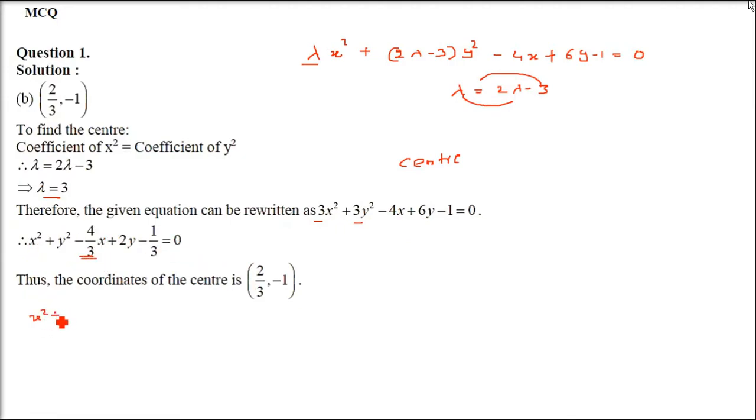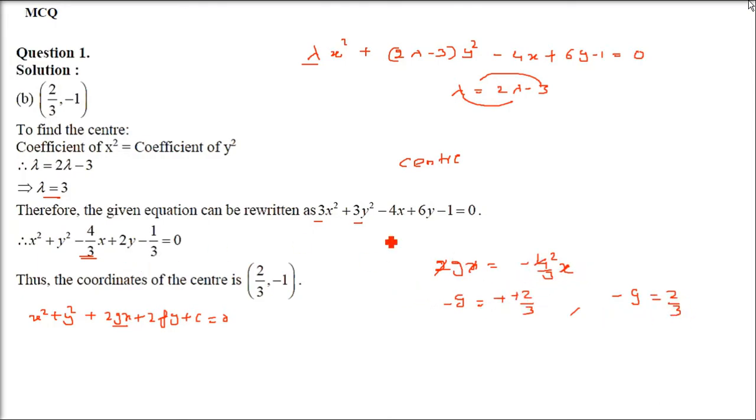Now here you have to equate it with x square plus y square plus 2gx plus 2fy plus c equals 0. So you'll compare this 2gx with minus 4 by 3x. X gets cancelled, 2 divided by 2 on the right hand side, so it will be minus 2 by 3. But remember, g is not the center, minus g is the center. So minus g is 2 by 3.